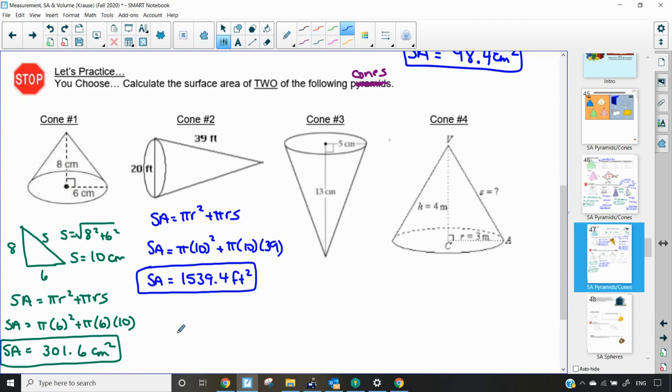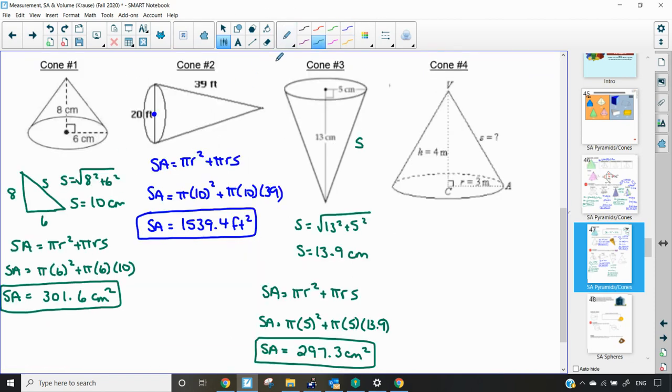Moving on to our next example, in this case we are given our slant height and we're given the diameter. So if the diameter is 20, that makes our radius 10. So we have pi times 10 squared plus pi times 10 times 39 gives us a surface area of 1,539.4 feet squared. Once again, we're being asked to find our slant height first, so we use the 13 and the 5 to find our slant height of 13.9. We substitute that into our formula, pi times 5 squared plus pi times 5 times 13.9 will give us a surface area of 297.3 centimeters squared.